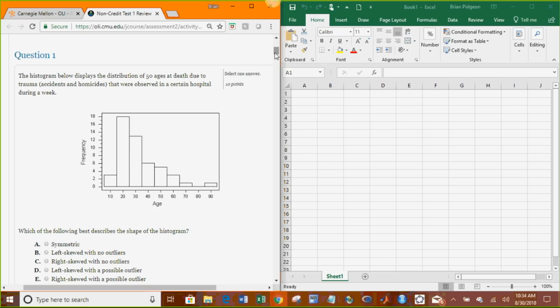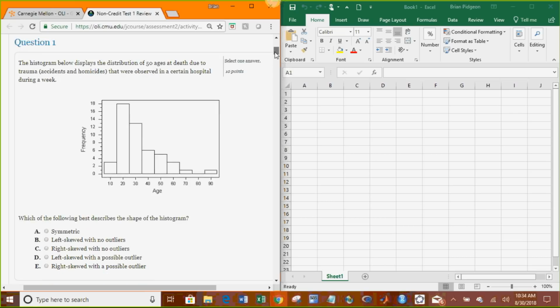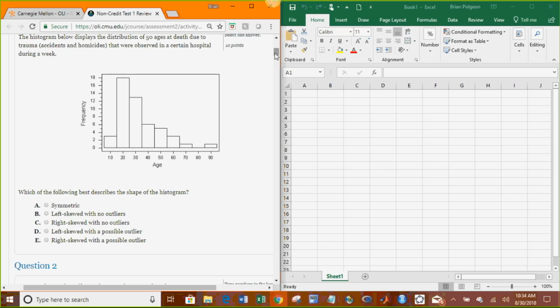Question 1. The histogram below displays the distribution of 50 ages at death due to trauma that were observed. Which of the following best describes the shape of the histogram? So just looking at this shape, you'll notice that we have a bulk of our data centered around 20 to 30 years of age, and we have fewer and fewer observations as people get older. So that would indicate that we have a skewed distribution, and the direction that it's skewed is what type of skew it is. You'll see that the tail, the ends get pulled to the right. So we say that's right skewed.